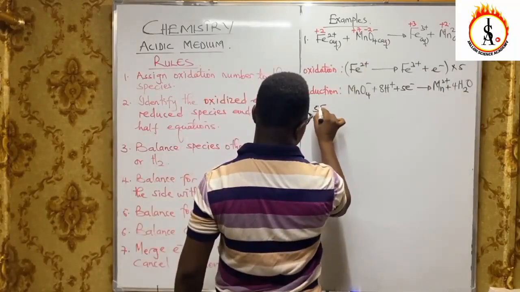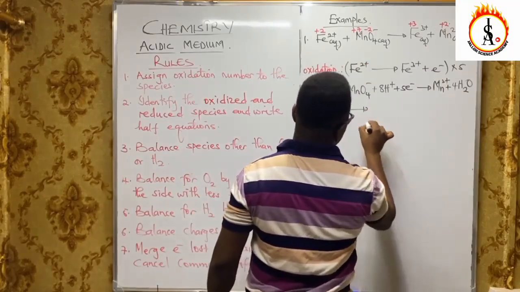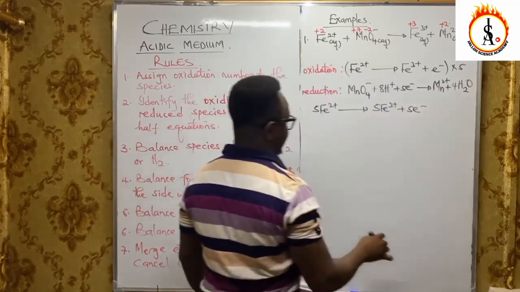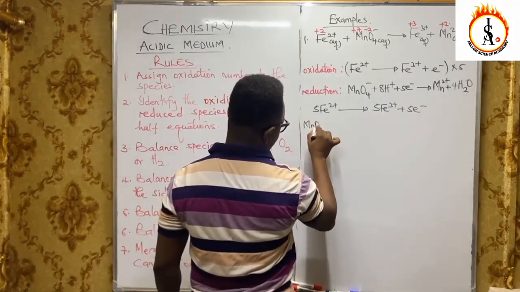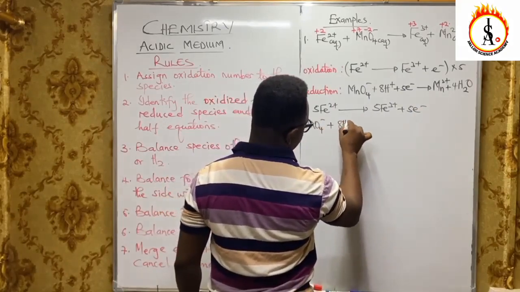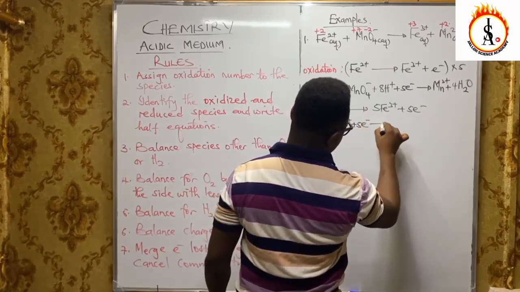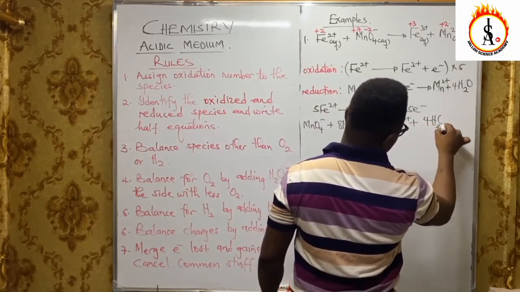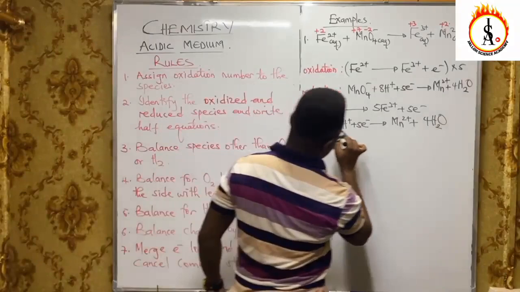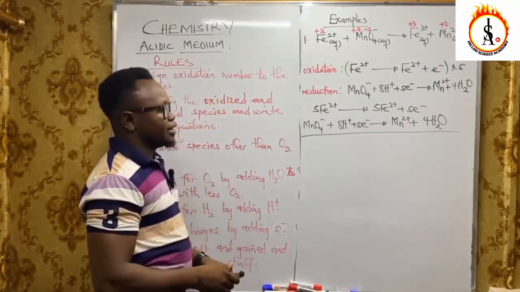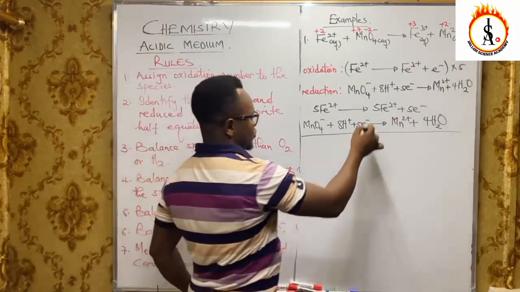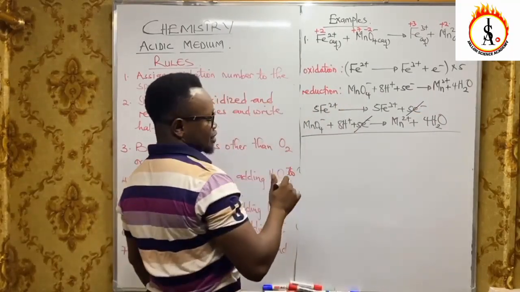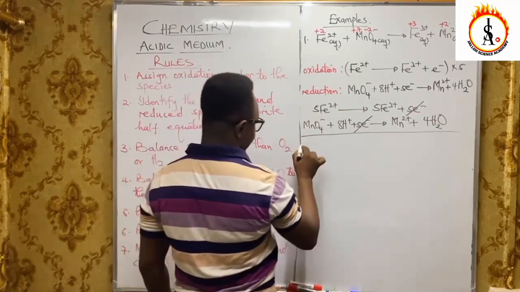So we now have 5 Fe2 plus will give us 5 Fe3 plus and then 5 electrons. And we have here MnO4 minus plus 8 hydrogen ions plus 5 electrons to give us Mn2 plus and 4 molecules of water. So now we are going to add these equations together. By adding, we are going to cancel the common stuff. We have 5 electrons here, 5 electrons here, so they're going to cancel. And we write everything we have on the reactant side for both the oxidation and the reduction.